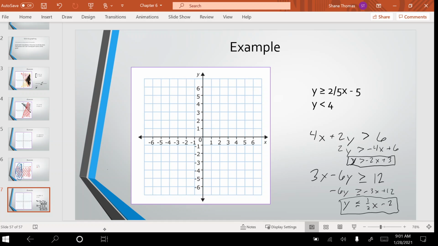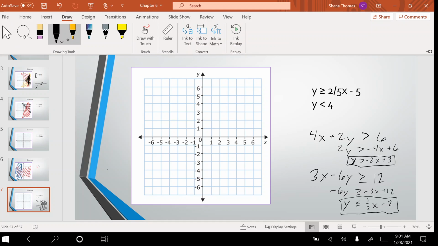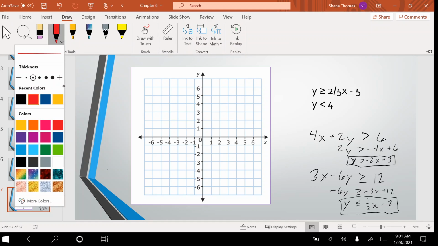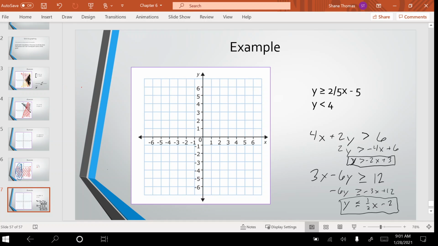Did you get some wrong numbers in there? All right. So let's draw this puppy. First one, y is greater than negative 2x plus 3. We're at positive 3. Down 2 over 1. Dotted or solid? How about dotted? Okay, shade above or below? Above. Good.